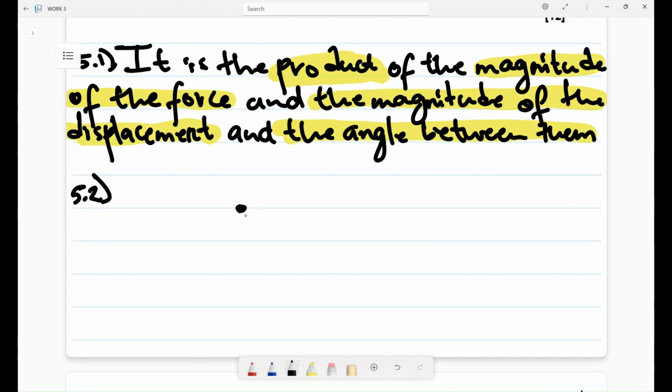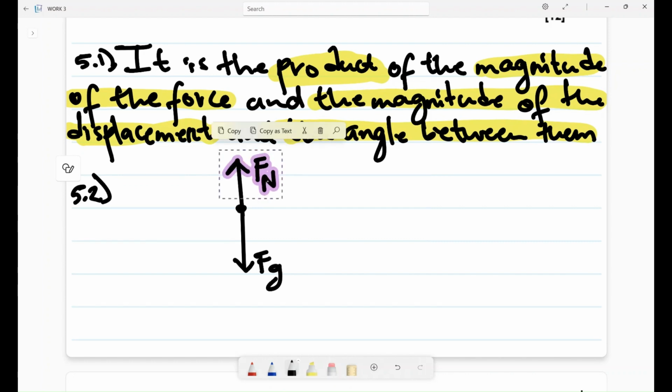The first one that I always like to mention is Fg. Then the second one is my normal force. And remember, we only have a normal force if our object is on a surface. You can say Fn, but I prefer saying N instead of Fn. And then we are told that we have a frictional force.